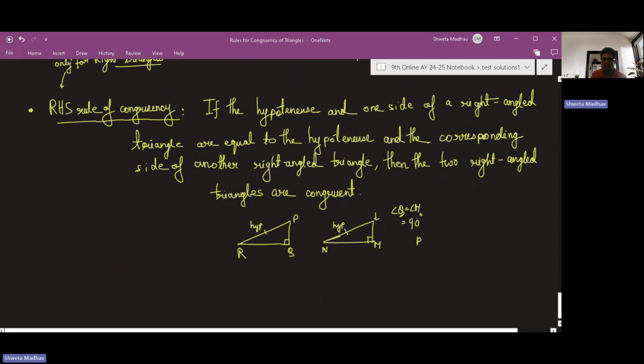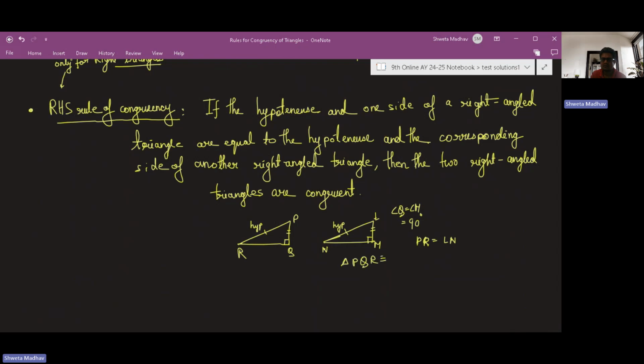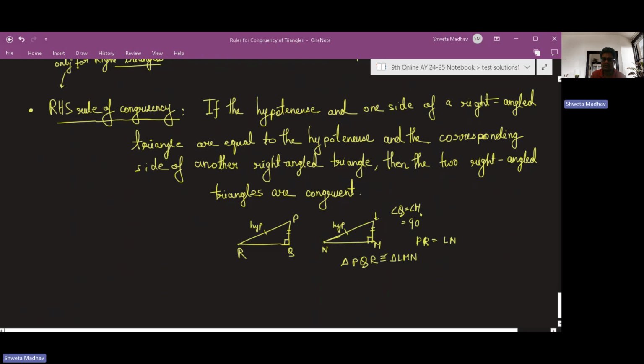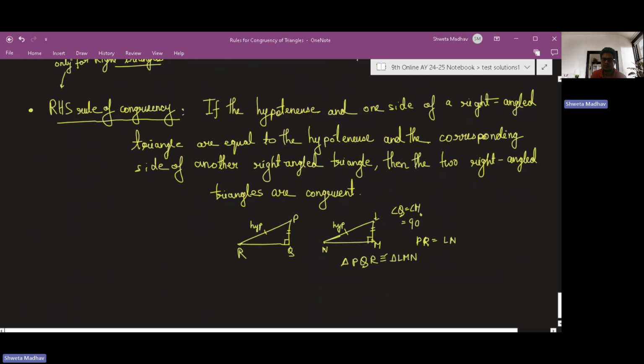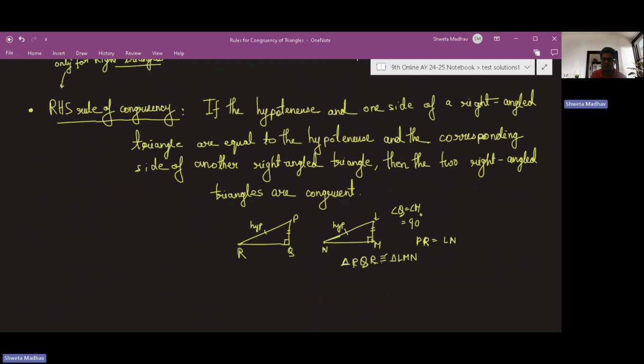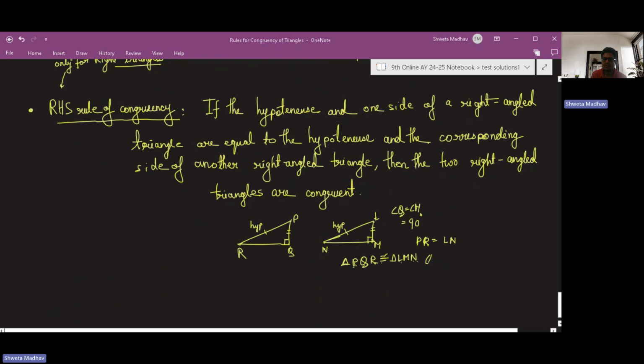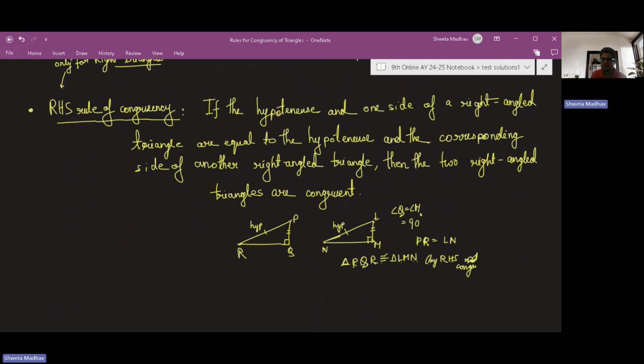So if we can show that PR is equal to LN, and any other side is also equal, suppose we can show that PQ is equal to LM also, then we can say that triangle PQR will be congruent to triangle LMN, since here P corresponds to L, Q corresponds to M, R corresponds to N. So we will say triangle PQR, in the same order of correspondence, is congruent to triangle LMN by the RHS rule of congruency, or RHS congruence rule.